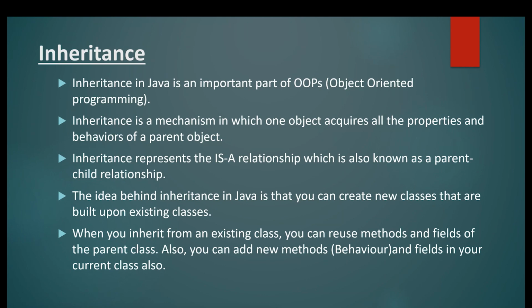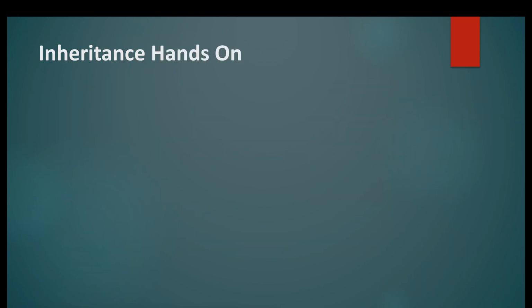Now we'll take two examples to understand how inheritance can affect our coding. In the inheritance hands-on, the first example is without inheritance, what you're going to do, and in the second example, I'll be showing you what you will be doing with inheritance. Don't worry, we have the code also for this, so I'll be explaining that in the code also.